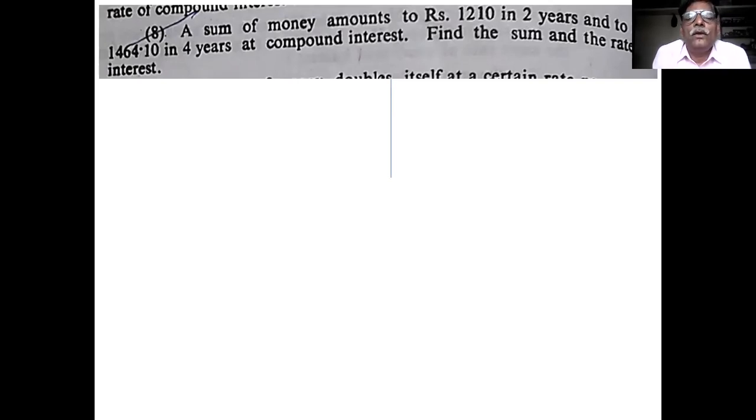Okay. So the amount at the end of 2 years is 1210. Amount at the end of 4 years is 1464. There is a relation between these two amounts. First amount is relating to 2 years. Second amount is relating to 4 years. On the basis of this, you have to solve the problem.